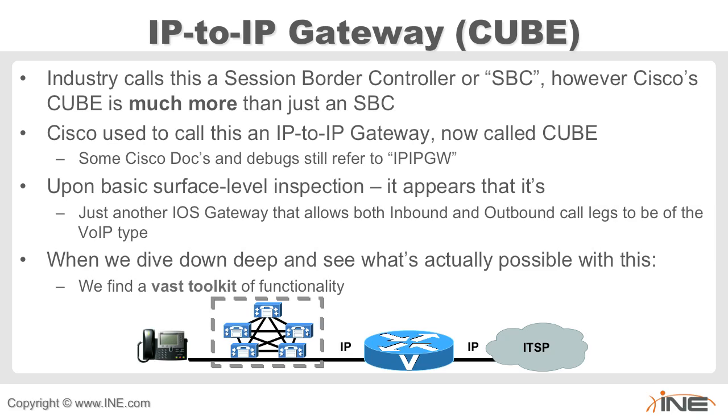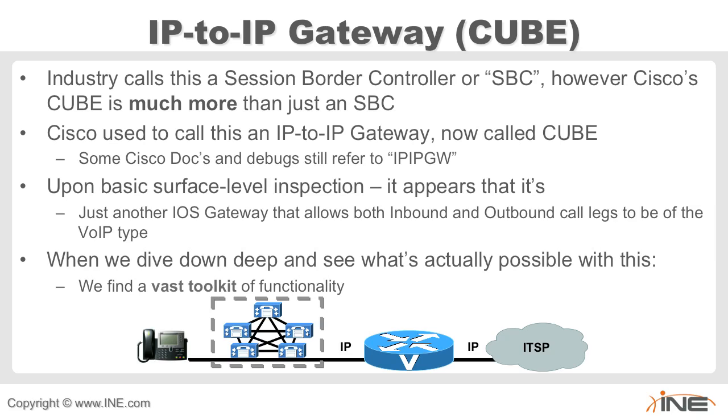So upon surface level inspection, it appears that it's just what it says it is. It's just another IOS gateway that allows both the inbound and the outbound call legs to be of the type VoIP versus a VoIP gateway. One leg is POTS and one leg is IP. Whether it's the inbound or outbound doesn't really matter.